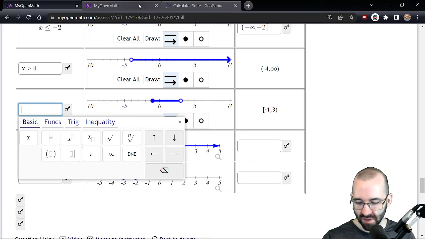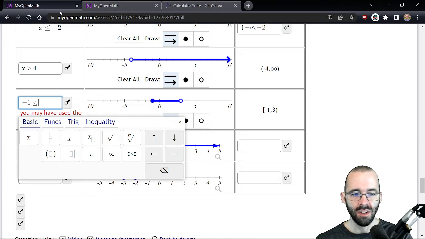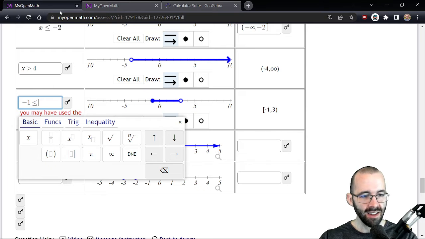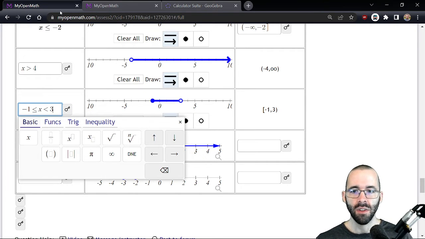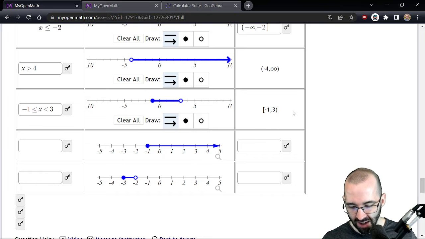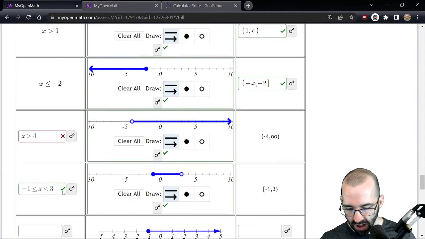So let's type that in. -1 less than or equal to. You can type less than and then type equal to. That works. X is less than 3, like so. Hopefully it likes that. All right, and then these last two I don't think are anything really new. So let's just check the ones we have and then we can move on. Uh-oh.